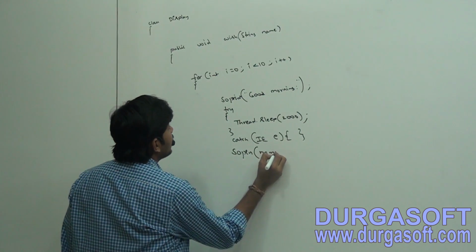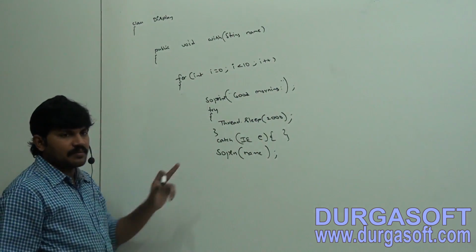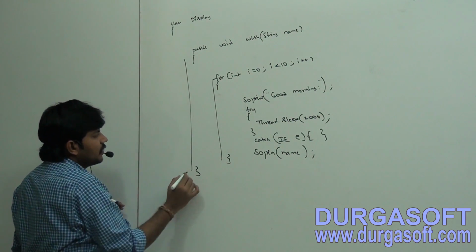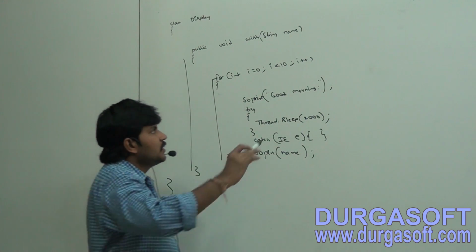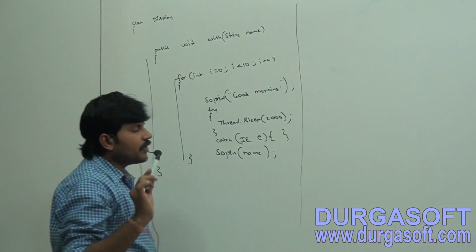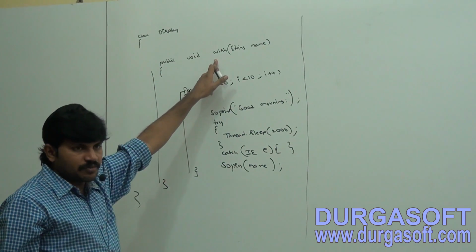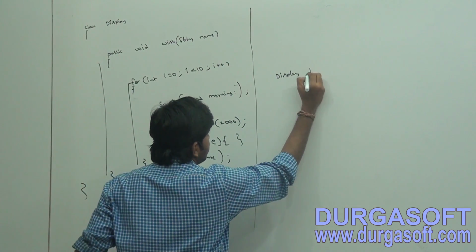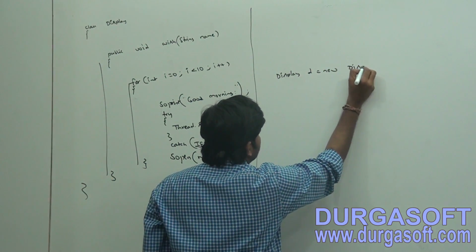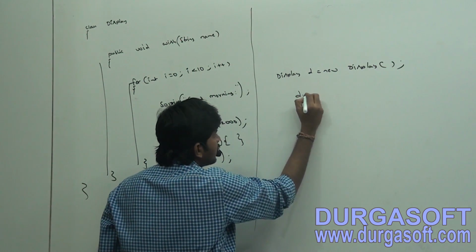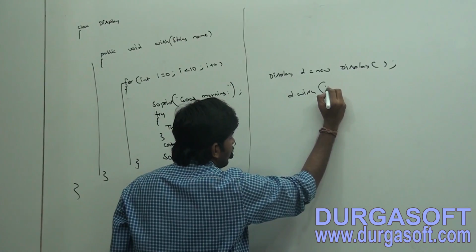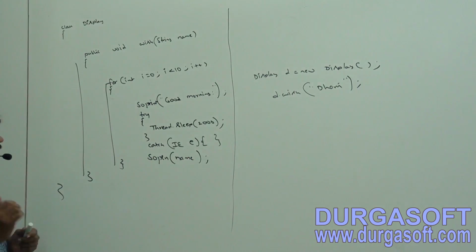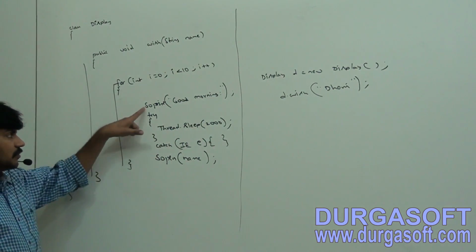System.out.println of name, whatever the name is there. That's the end of the for loop, the end of the wish method, the end of the class. Are you getting it? Sir, here if I create a display object and call the wish method, Display d = new Display(); d.wish("Dhoni"), I'm passing Dhoni like this. Can you tell what is the output we are going to get?